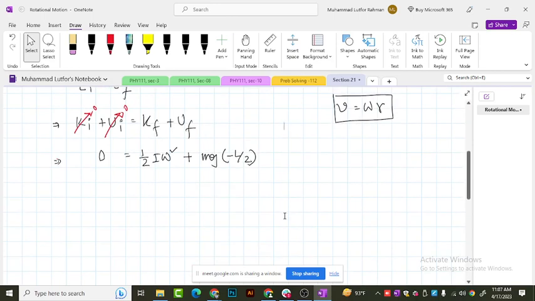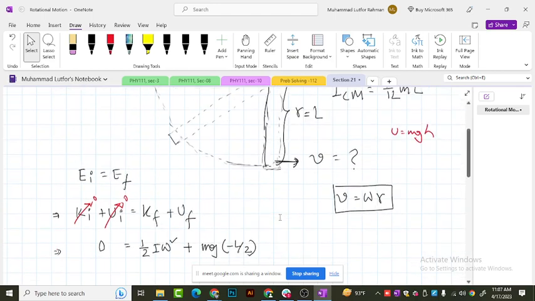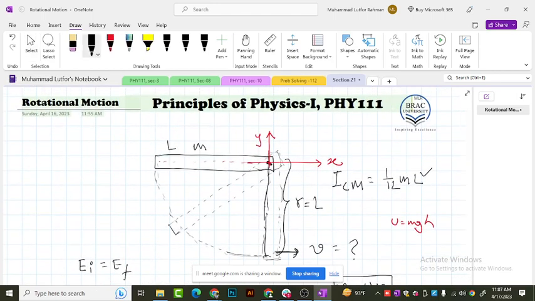Sir, I didn't quite understand the logic of the height, what it means that the potential energy has become zero. Acha, fine. So I choose this as my reference level, right? If it is the reference level, then what is the height of this meter stick with respect to that level? Zero. That's why the potential energy is 0. Oh, got it, got it. Okay, okay, thank you sir.